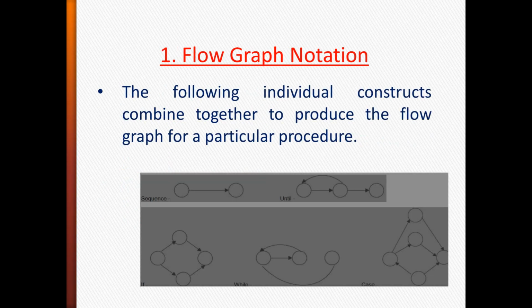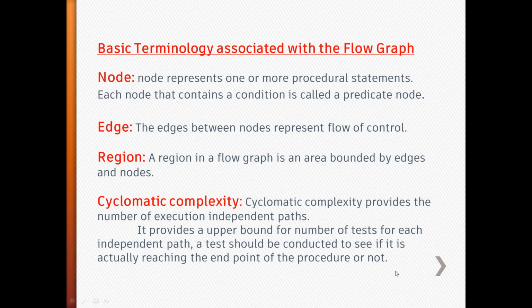Flow graph notation. The following individual constructs combine together to produce the flow graph for a particular procedure. This is for sequence, this is for until, this is for if, this is for while construct, and this is for case structure. Basic terminology associated with the flow graph: node, edge, region, and cyclomatic complexity are the terms used with flow graph notations.